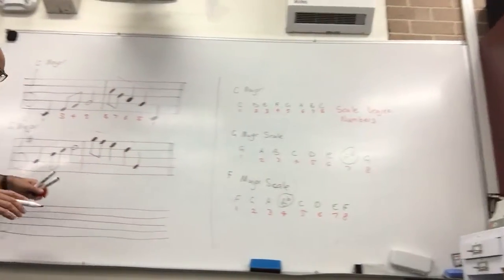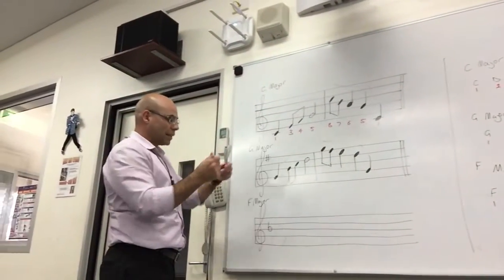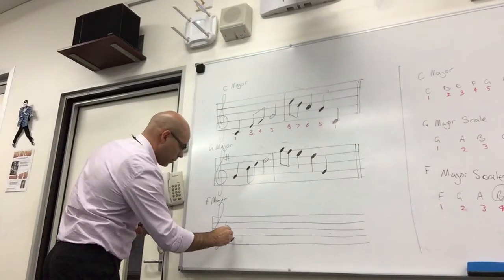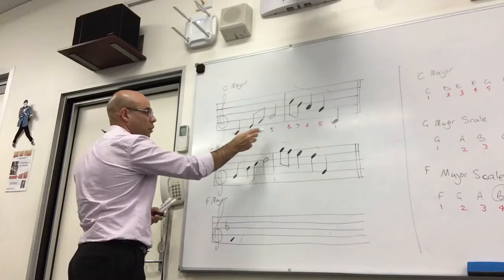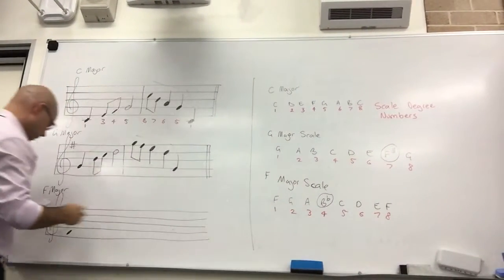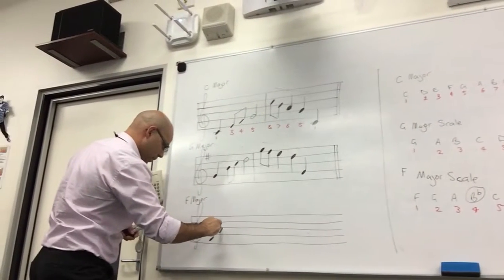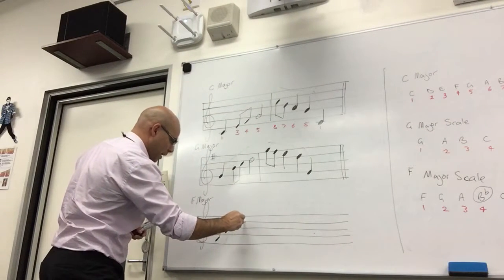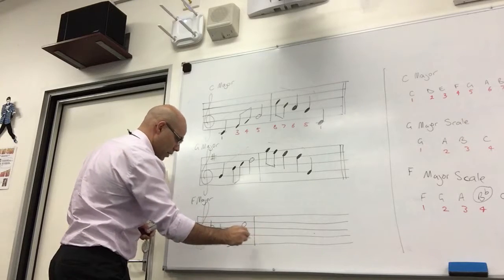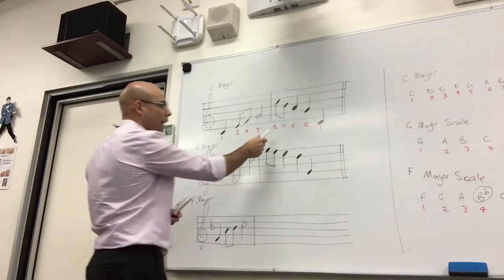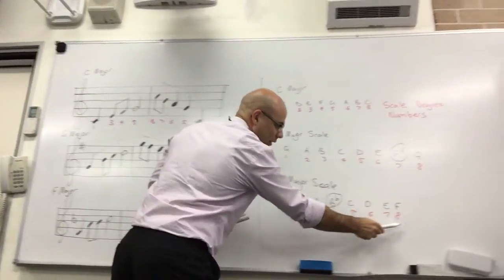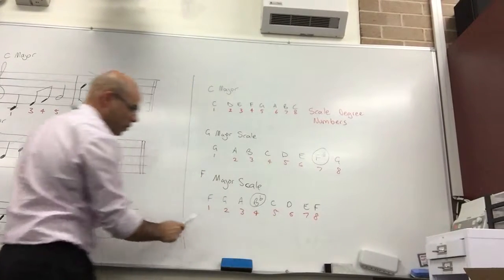Start the process. Number 1 is F. So I'm going to start with F. Then I need 1, 3, 4, 5. So F, A, B flat, C. F, A, B flat, C. I'm just going to do it that way there. And what do I need after that? 8, 7, 6, 5, 1. So 8, 7, 6, 5, and 1.